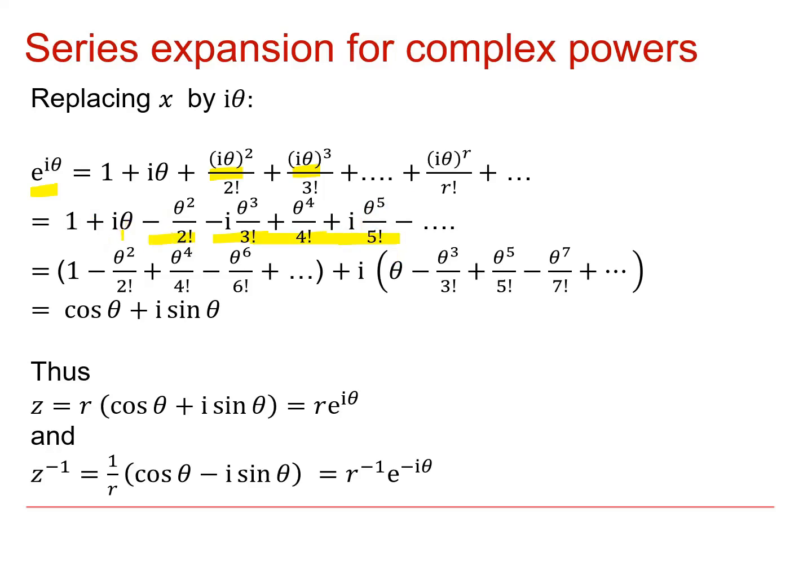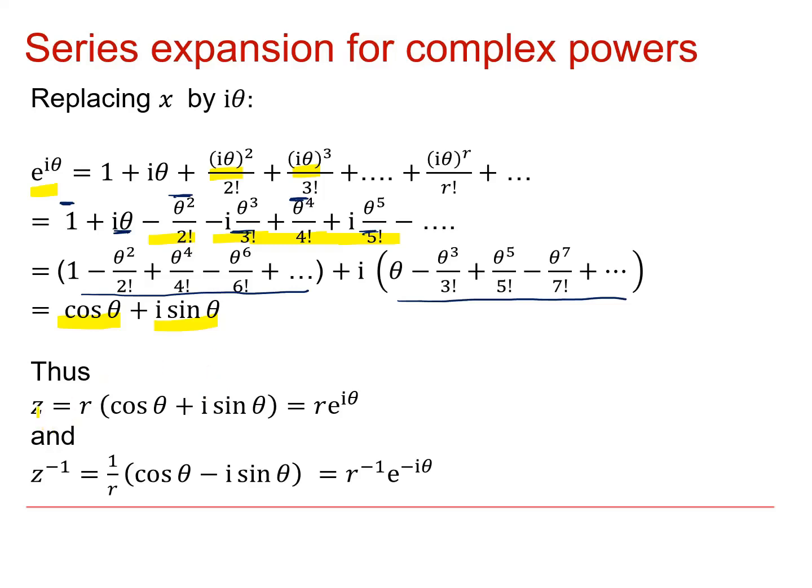Now I can split these up. If I take the odd powers, which are all imaginary, so that's this one, and this one, and this one, and pull those out as the imaginary parts, I get this lot here. If I pull out the real parts, so that's the 1, theta squared bit, theta to the 4, and so on, I get this here. And if you think back to the previous slide, this is going to be cos theta, and this is going to be i sine theta.